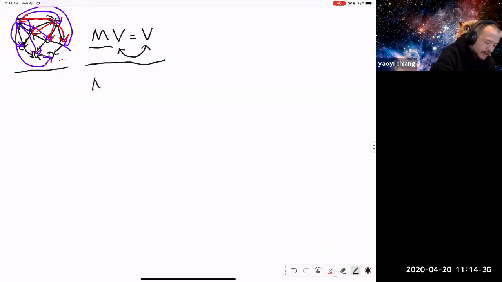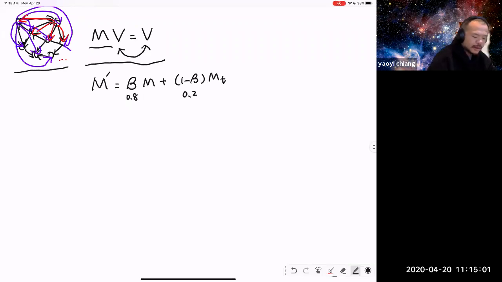So how does this change our transition matrix? If we look at our new transition matrix, M prime, it will be some damping factor, let's use 0.8, times your original transition matrix plus a teleport. Let's call this teleporting matrix MT. Okay, so we already know this. This one is the same.